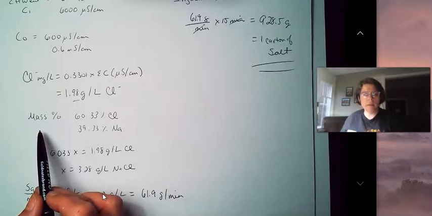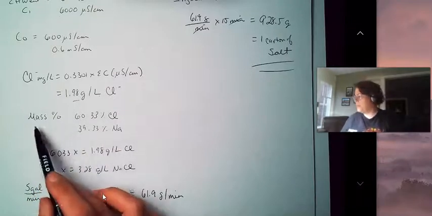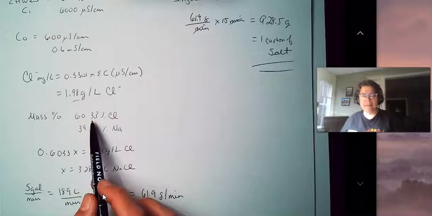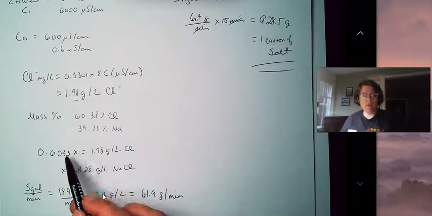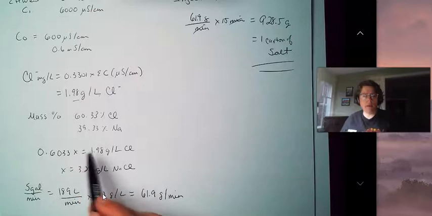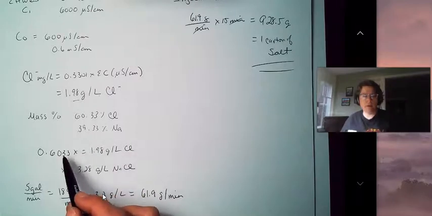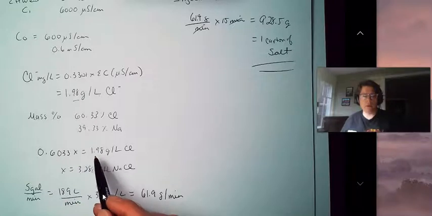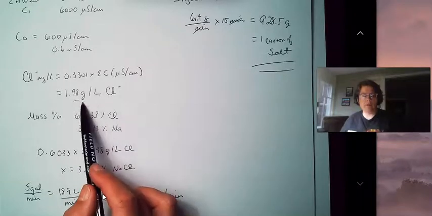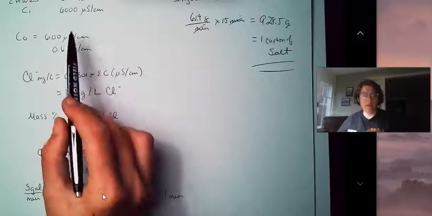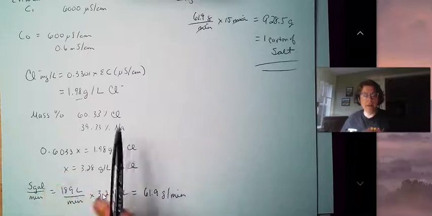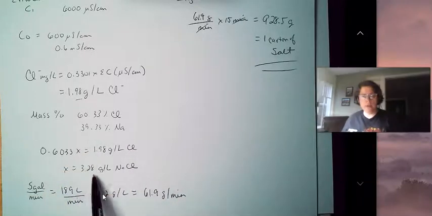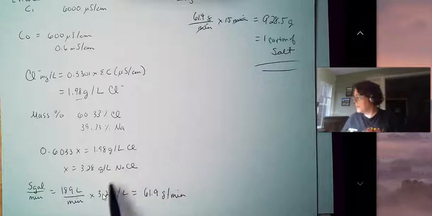Well, we know that the mass of sodium chloride is 60.33% chloride and 39.33% sodium. If we take that 60.33 and we rearrange this equation, because what we want to know is 60% of what equals 1.98, because that's what we want our final concentration to be, because we want our number at the end to work out to be the 6,000. It works out to be 3.28 grams per liter of sodium chloride.